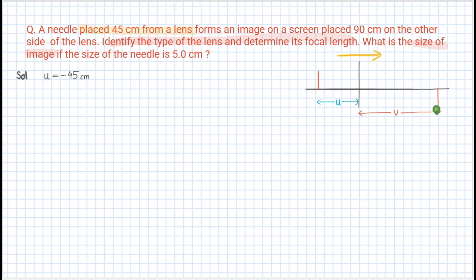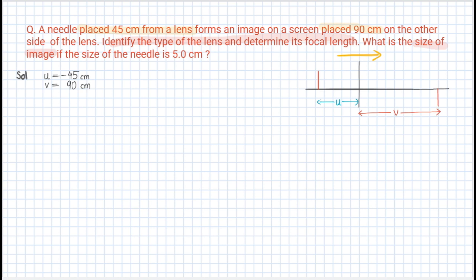Now look, the image distance V is measured in the direction of the incident light. In that case, will your image distance be positive or negative? It will be positive. So I'll write down V equals 90 centimeter, according to the question. Let me highlight this point here also. It is placed 90 centimeter.